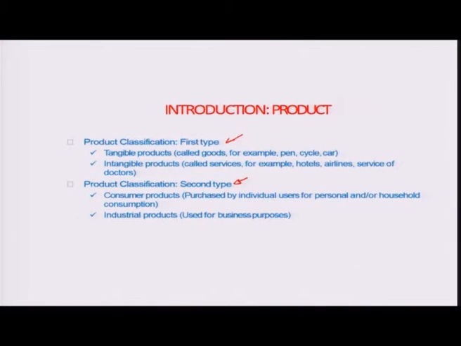So, such physical products are known as tangible products, like for example, goods like a pen, a cycle, a car. These are some things which you use. There is a thing and this thing can be used directly by a user, and so that is why you can call it a tangible product.